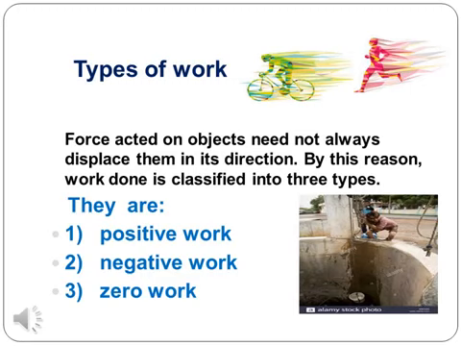This means that work is not always done by a force which displaces the objects in its direction once the force acts on them. For this reason, work done is classified into three types. They are: first, positive work; second, negative work; and third, zero work.